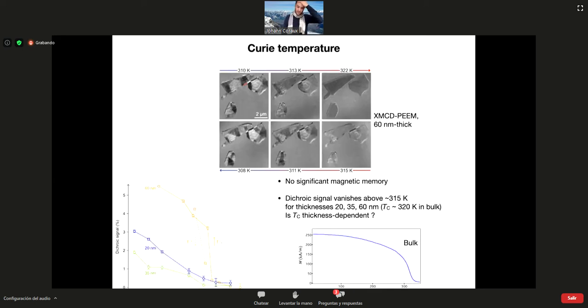All right, so what I'm showing you here is a set of flakes that were exfoliated and measured in the beam with XMCD as a function of temperature. And what you see is that the domain structure is vanishing above 310 or 315 Kelvin. And when you cool down, then it comes back. You see that the domain structure is unrelated after cool down, so no significant magnetic memory, and a Curie temperature around 315 or so. That doesn't seem to depend so much on the thickness of the material that we addressed.